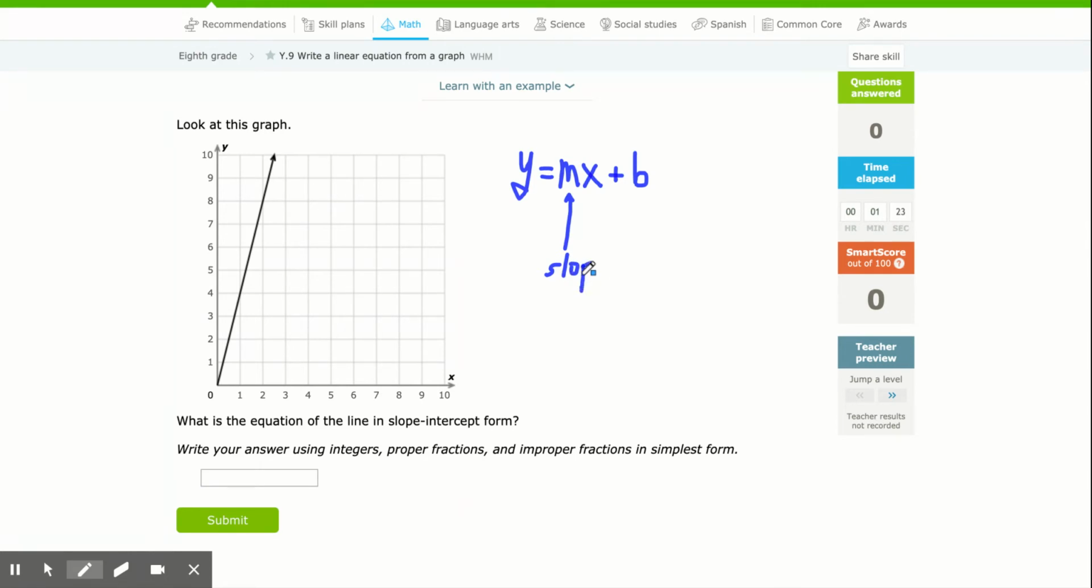So we need to find the rise and find the run from the graph, rise over run, and then we need to also find the y-intercept, which is our b value. So again, our b is our y-intercept.